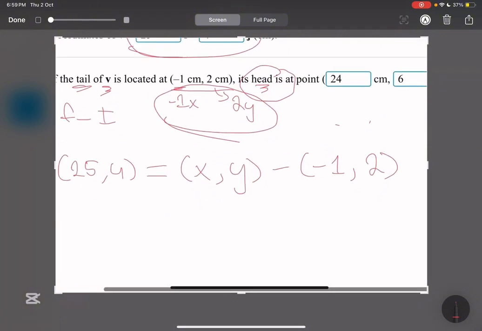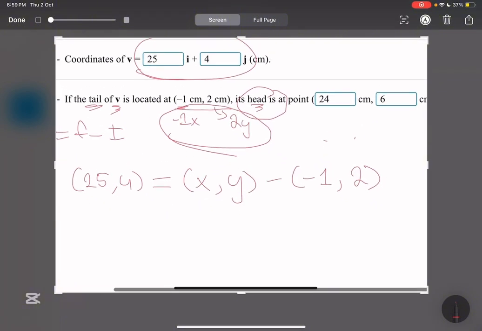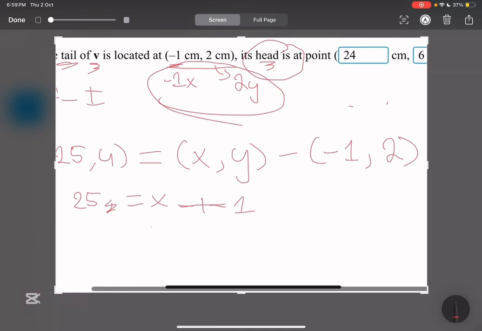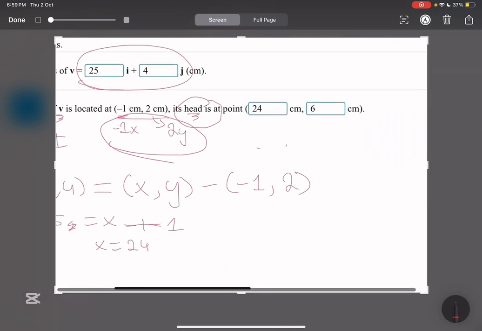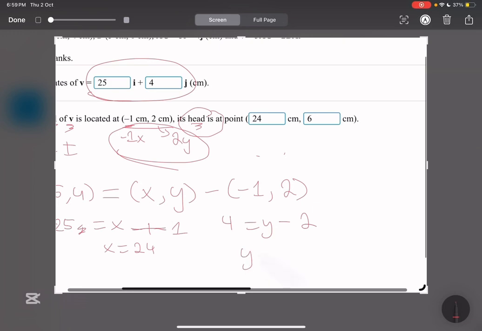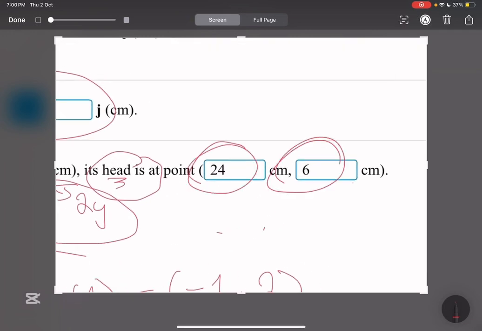And then simply, we're going to first do the x's. So 25 equals x minus -1, so x plus 1. So x is going to be 24. Okay, and then we do the y's. So 4 is equal to y minus 2. So y is going to be equal to 6. So the head, which is the final, is 24 x and 6 y.